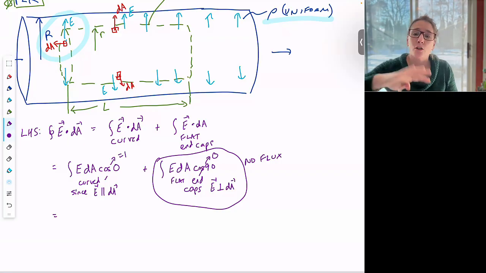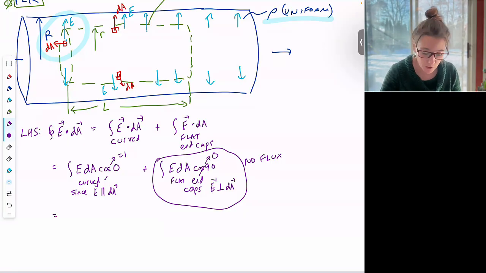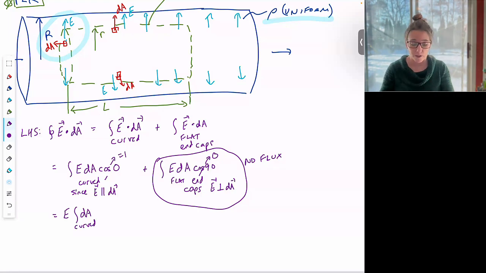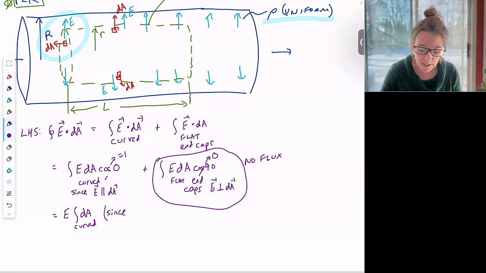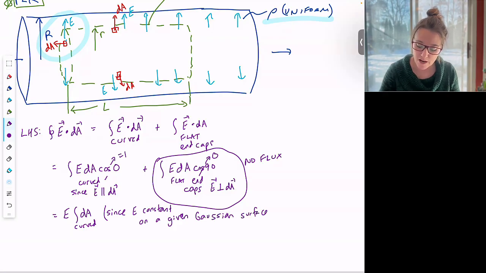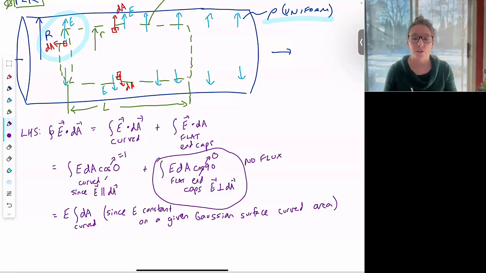The curved portion, the electric field is constant everywhere, so I could write this as E dA for my curved portion. So I'm adding up all the dAs on my curved portion. And I could do that since E is a constant on the curved area of a Gaussian surface. So that's why I could pull E out of the integral.